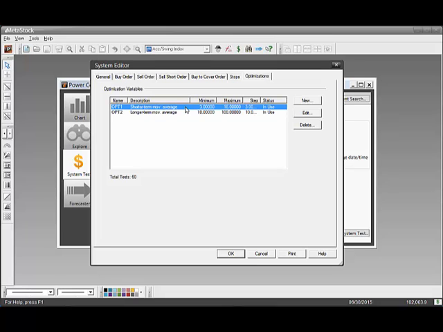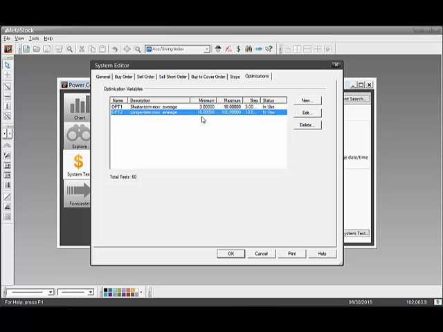So in this case, it's going to run this backtest multiple times. It will start with a period of 3 for the shorter term moving average, and go up to a maximum of 18 in increments of 3. For the longer term moving average, it will start with a value of 10 and go up to a maximum of 100, incrementing, or in steps, of 10.